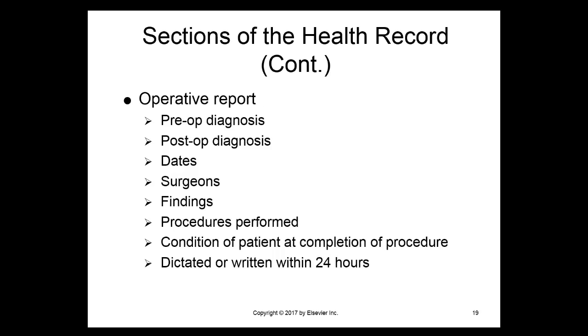Another key document that we'll find in the medical record and that we'll code from is an operative report. An operative report has to include a pre- and post-op diagnosis, the date of the surgery. It also must include the name of the surgeon, the actual findings of the procedure, the procedure performed, and then the condition of the patient at discharge, and it has to be dictated within 24 hours.